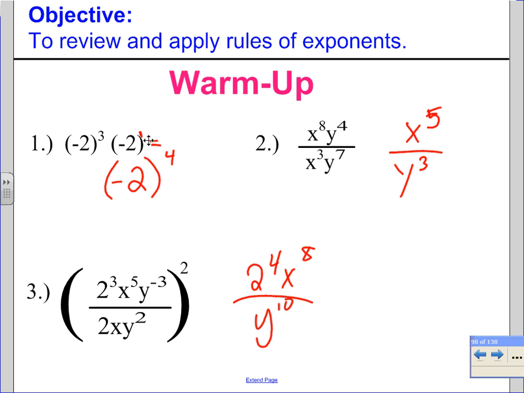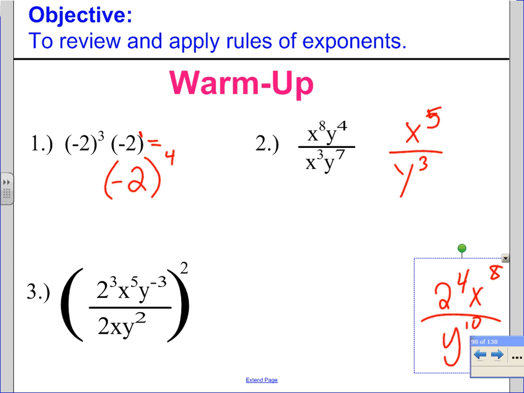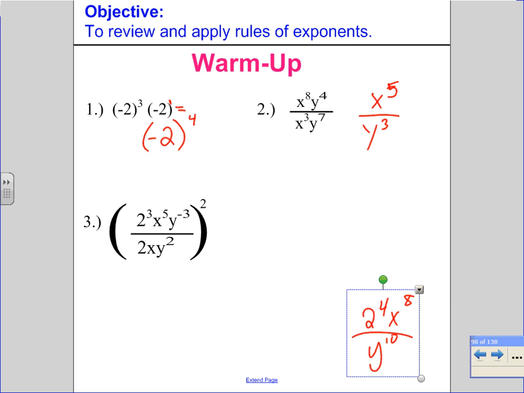Doug? You got y to the negative 10th? Okay, I'm not sure how you got that, but it should not be negative. So first, you want to move your negatives first. So order of operations of exponents: get rid of parentheses first, then move negatives, then simplify. So your first step should be 2 to the 6th, x to the 10th, y to the negative 6th over 2 to the 2nd, x to the 2nd, y to the 4th.